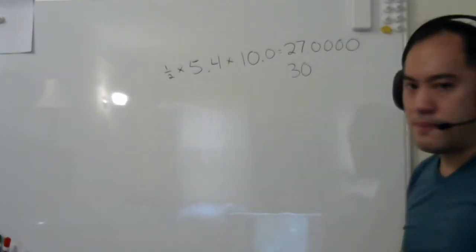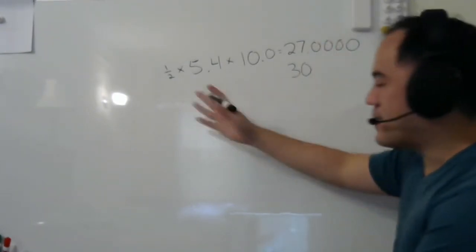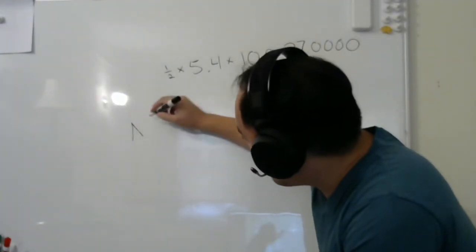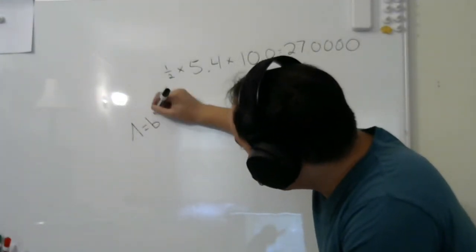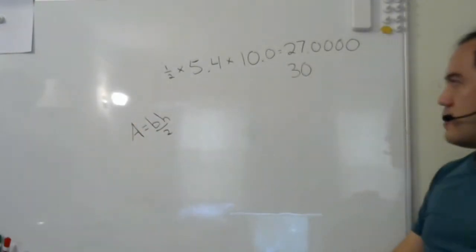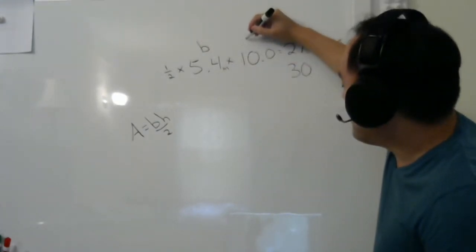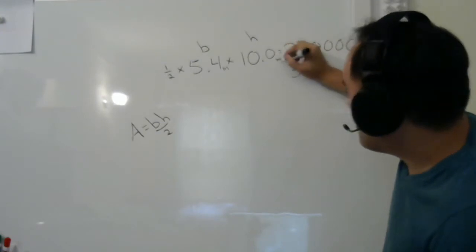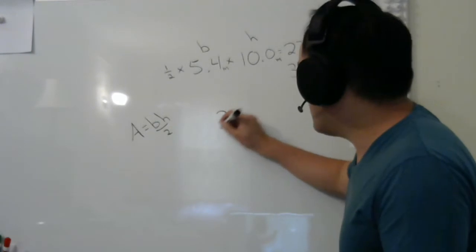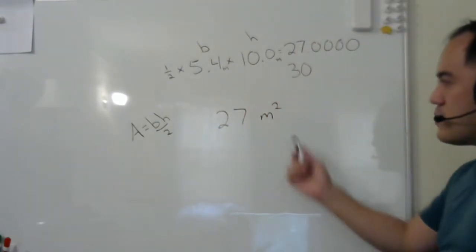But here's the example I wanted to go over last time. What if this were not just math? What if we were doing a real formula? Like the area of a triangle, you guys all know, it's 1/2 base times height. Well, let's say 5.4 meters is the base of the triangle, and 10.0 meters is the height of the triangle. Well, same thing, 1/2 base times height, 27 meters squared.